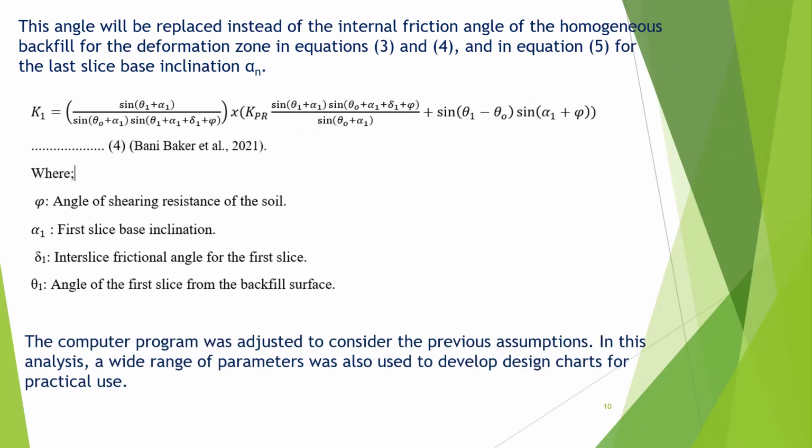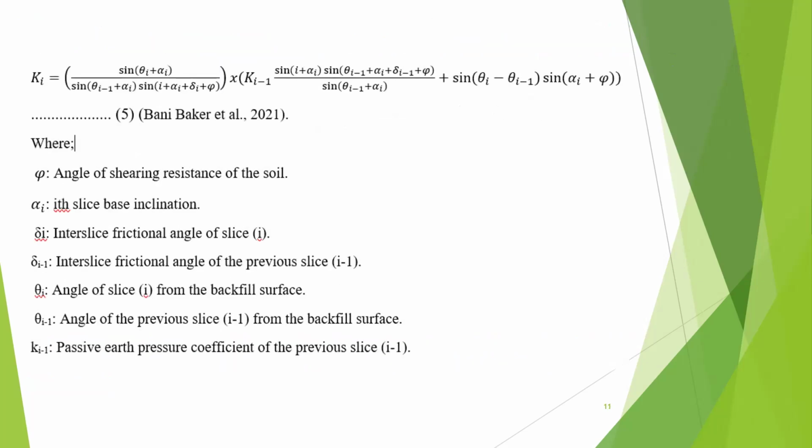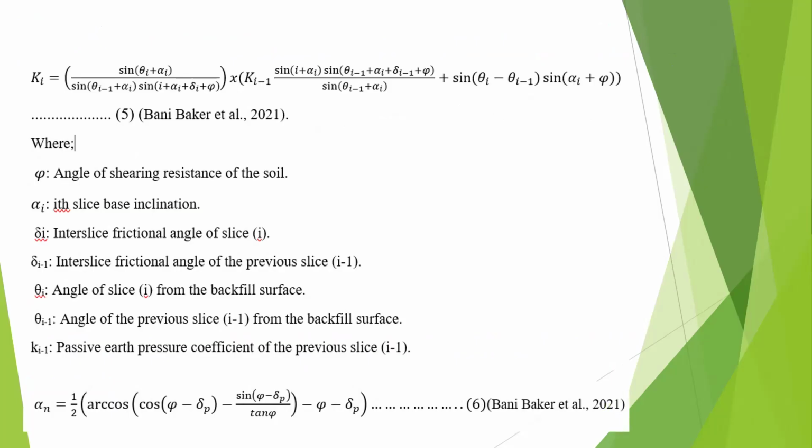The computer program was adjusted to consider the previous assumptions. In this analysis, a wide range of parameters were also used to develop design charts for practical use and to be easy for engineers to use as well. Here is the KI for any slice, and where these parameters are illustrated. And finally, alpha n is also given in this equation, number 6.